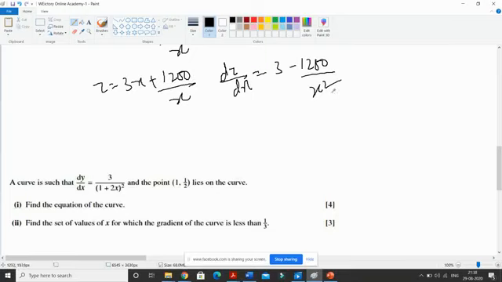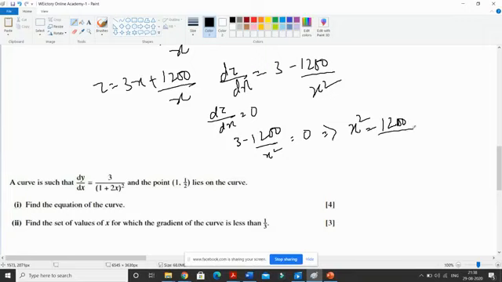X to the power minus 2 will become 1 over x square. So this is dz over dx, and for the stationary point we need to substitute dz over dx equal to 0. Okay, so 3 minus 1200 over x square equals 0. So from here you will get x square equals 1200 over 3, which is 400. So x will be plus or minus 20.